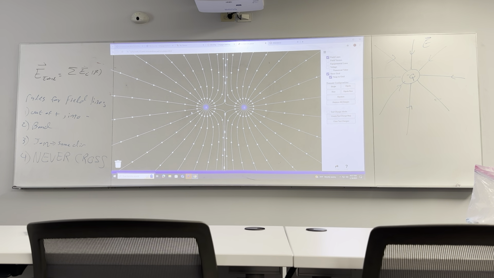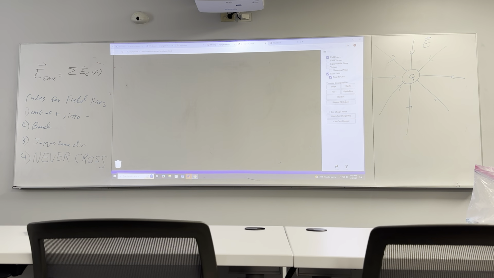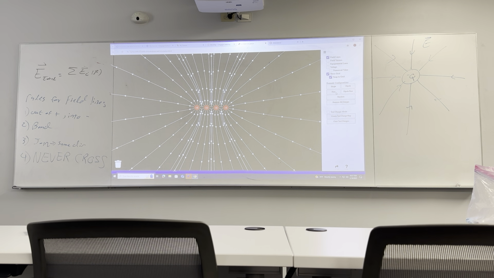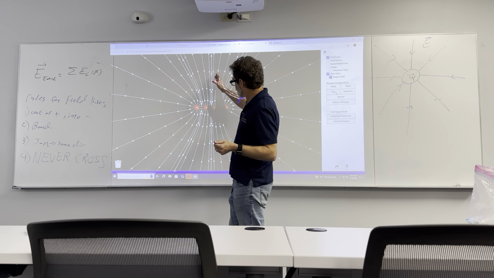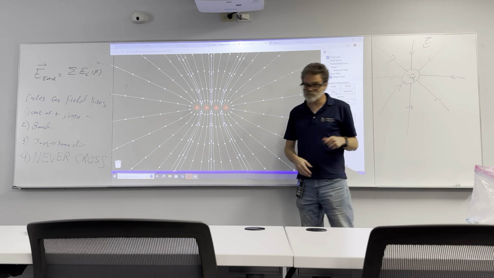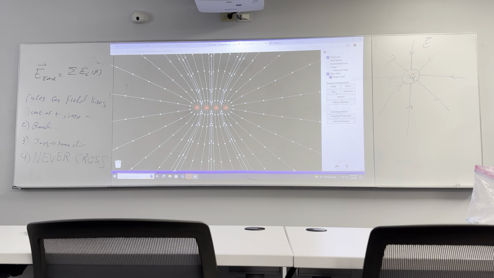Okay, does this make sense to everybody? These field lines? What if I have a more interesting configuration, right? Like, let's make a row of positive charges. Notice what's happening. These are starting to look, right? Kind of straighter here, right? That's three positive charges.